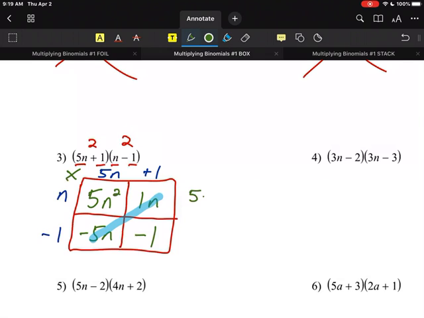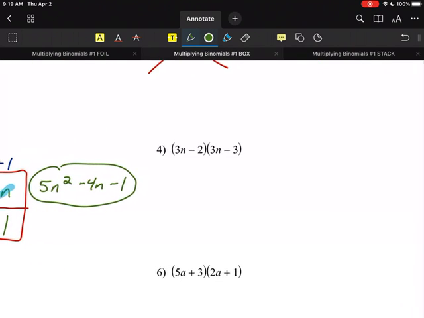And when you write your answer, so you got 5n squared, because that one doesn't have any other n squareds. And then you have negative 5n plus 1n, negative 4n, and then the minus 1 on the back, and your answer is the same as the other ways of doing this. All right, so let's do number 4.